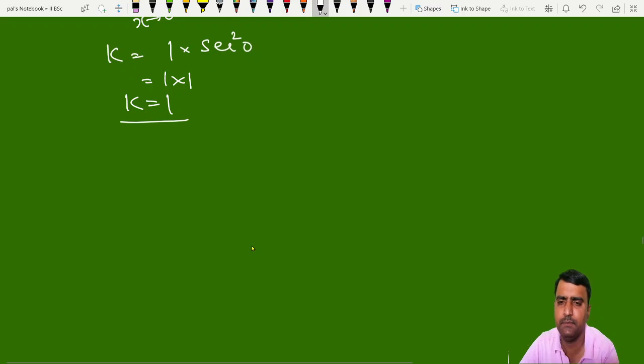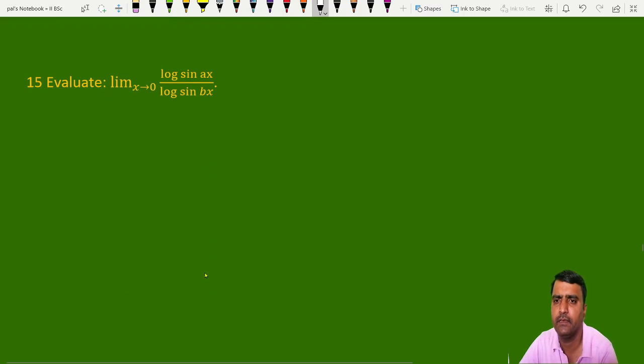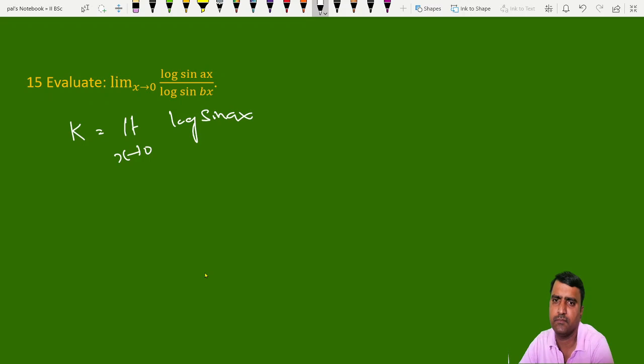Similarly, you see one more example of infinity by infinity form. Limit x tends to 0 of log of sin ax by log of sin bx. Take this k is equal to limit x tends to 0 log of sin ax by log of sin bx.